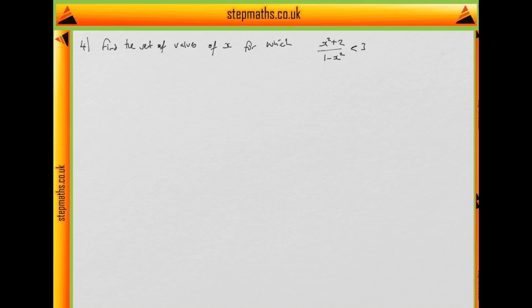So multiplying through by (1 minus x squared) all squared, we get (x squared plus 2) times (1 minus x squared). That's because one of the powers cancels and we still have 1 minus x squared. And that's strictly less than 3 times (1 minus x squared) all squared. Okay, so expand this out, we get x squared minus x to the 4 plus 2 minus 2x squared is less than 3 minus 6x squared plus 3x to the 4.